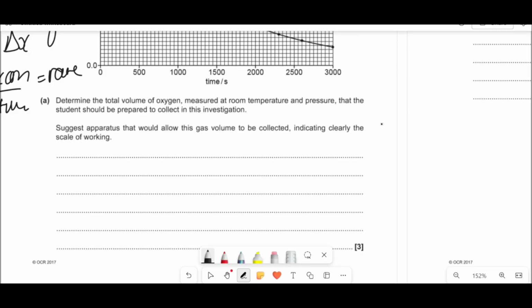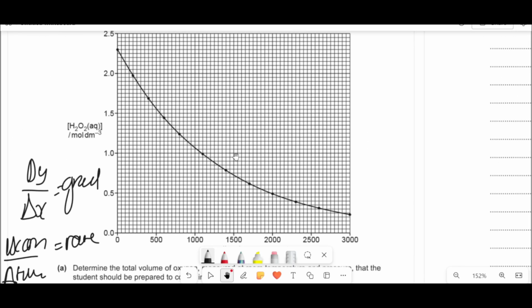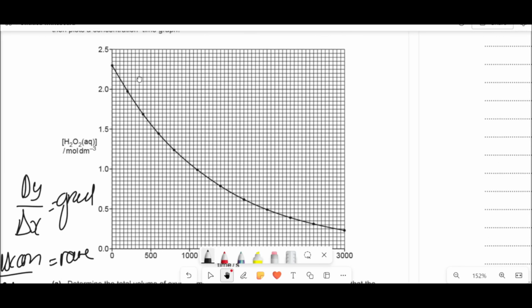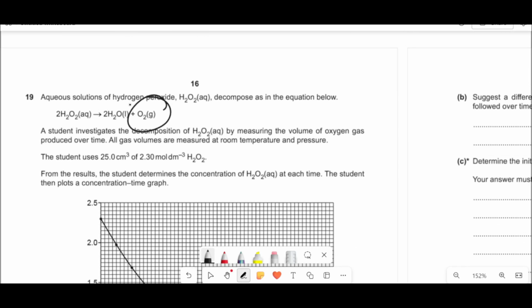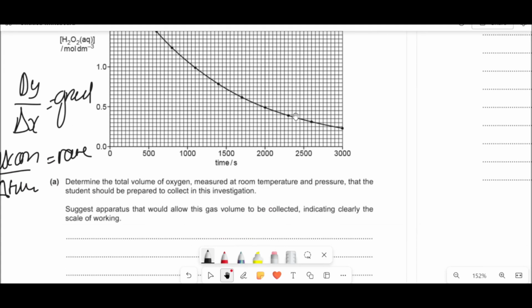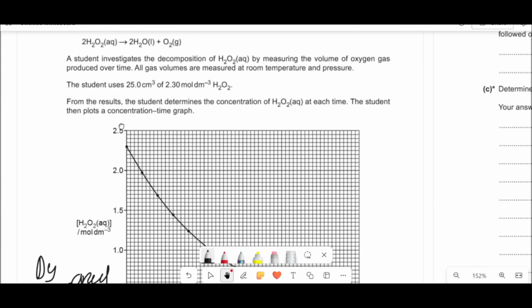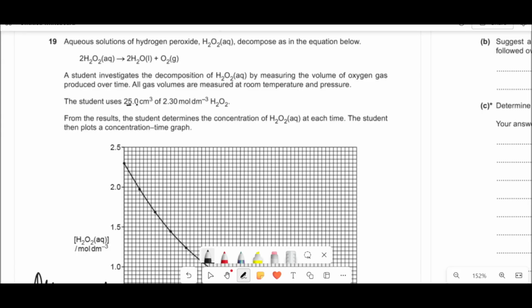Suggest apparatus that would allow this to be collected, indicating the scale of working. So what we need to do is look at the maximum concentration that this has, because eventually all of this will produce this gas. So here, it's saying what? The volume of oxygen measured at this. So they're using 25 centimeters cubed of H2O2, and this is it, right?